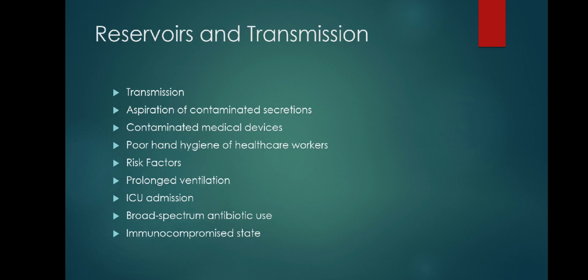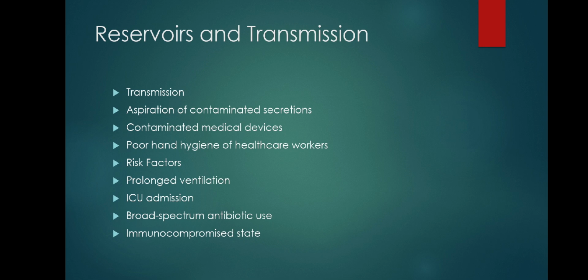Reservoirs and transmission. Pseudomonas aeruginosa is widely distributed in nature and can survive in most moist environments. Common reservoirs include water systems, humidifiers, ventilator tubing, respiratory equipment, sinks, and catheters. Transmission usually occurs through contaminated medical devices or aspiration of contaminated secretions into the lower respiratory tract.